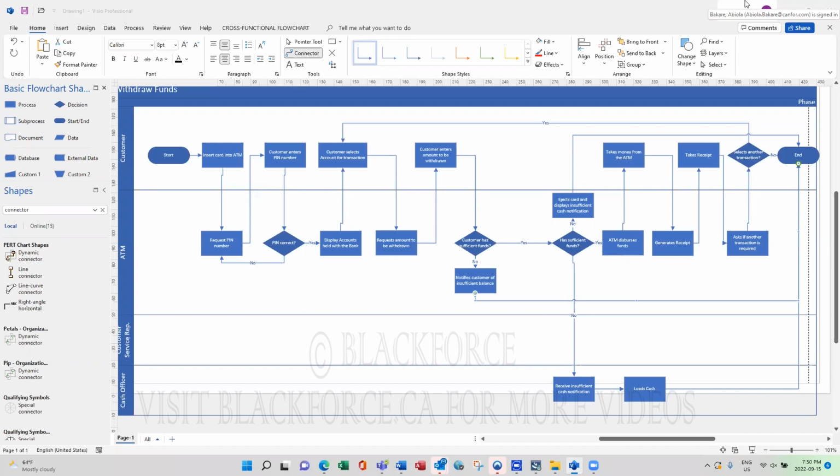Okay. Is there a rule of thumb? There's certain things you need to do a certain way. Where's your start? Where's your end? What's the decision, right? Don't use the process when you should use a decision. Those are the building blocks. Once you have the building blocks, you have it down, you're good.